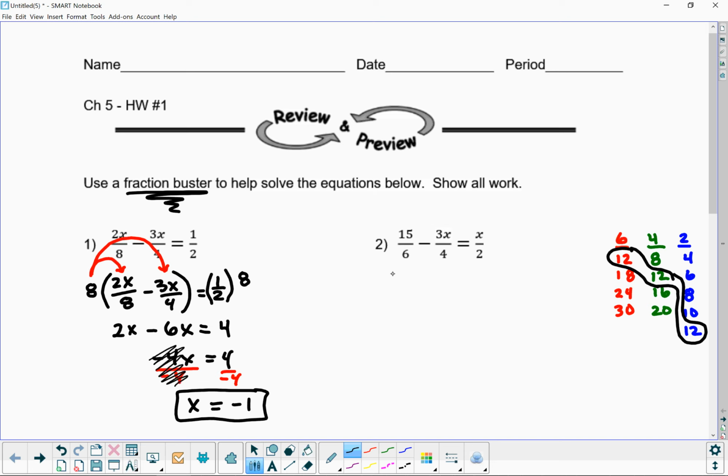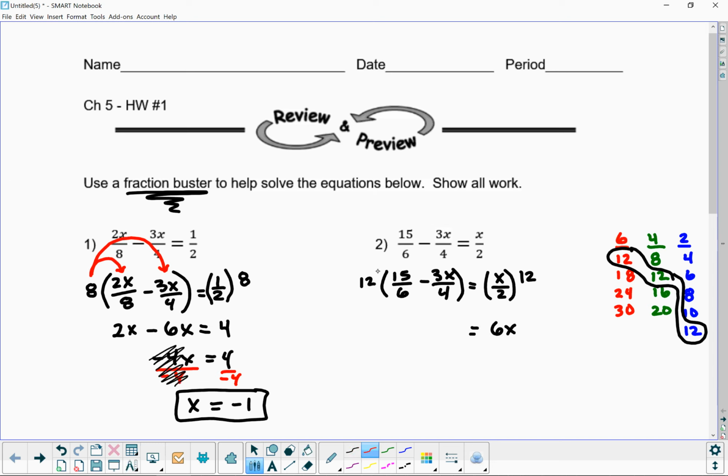Right? Which means on the left-hand side, I'm going to have to multiply by 12. And on the right-hand side, I'm also going to have to multiply by 12. So left-hand side multiply by 12, right-hand side multiply by 12, and that's going to take care of that fraction. So if I multiply by 12, I'm going to have to distribute on the left-hand side. On the right-hand side, I can just multiply x and 12, and that makes 12x. 12x divided by 2 makes 6x's.